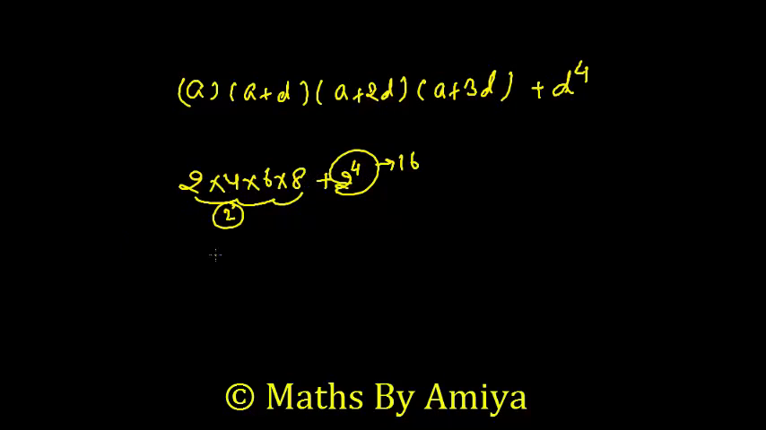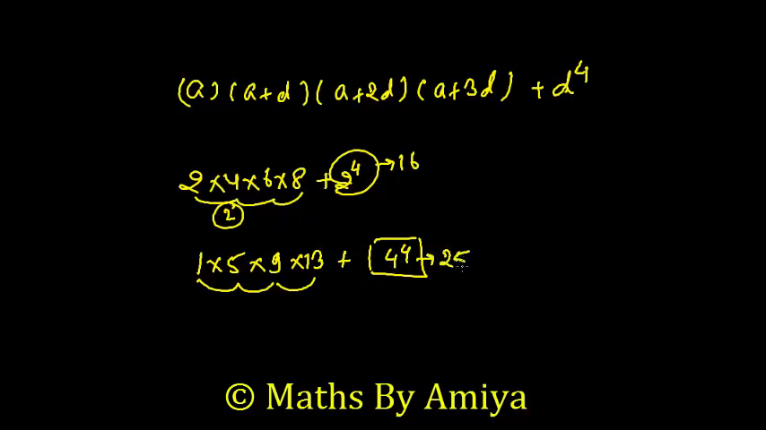So my one question to you: 1 into 5 into 9 into 13, what should we add in this product to make it a perfect square? Yes, it is 256. How? The gap is 4, 4, 4. So this would be nothing but 4 raised to power 4, that is nothing but 256. So our first concept is, when we have four consecutive terms of an AP and we have to make a perfect square, we just add common difference raised to power 4.